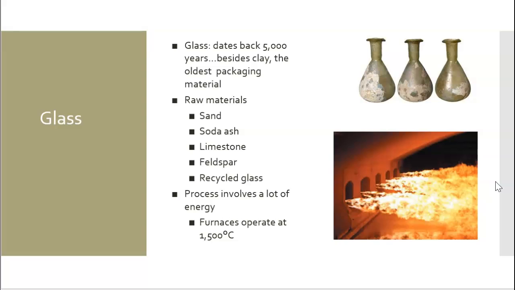Okay, so I'll talk about glass, another building material, or another material that's used to make products. It's one of the oldest products there is. Dates back over 5,000 years. To make glass, you need sand and soda ash and limestone, some feldspar, and occasionally recycled glass. You can throw that in there as well. There's a lot of products that are made out of recycled glass. And the downside is that glass requires lots of energy.